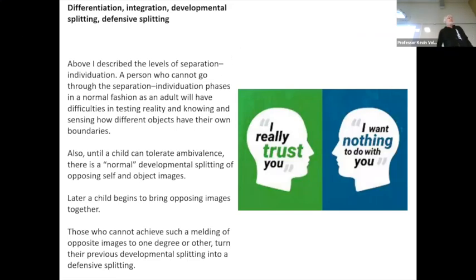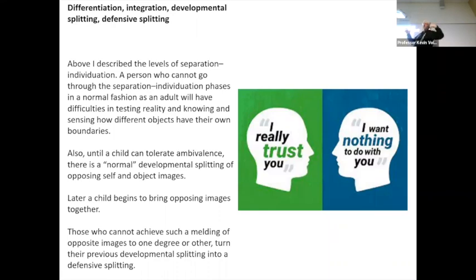So let's talk about differentiation, integration, developmental splitting, defensive splitting. A person who cannot go through separation and individuation phases in a normal fashion as an adult will have difficulty in testing reality and knowing and sensing how different objects have their own boundaries. Until a child can tolerate ambivalence, there's normal developmental splitting of self and object images. So that splitting defense you see in borderline personality disorder people, that actually is a normal developmental level. That happens in normal development. In other words, we all did that at a normal developmental level.